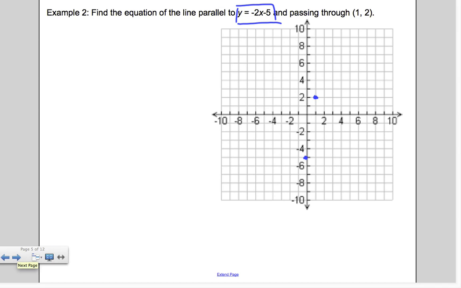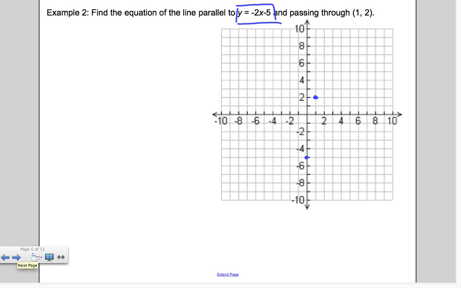It's parallel, it doesn't. Wait. You might want to reread the question. Find the equation of the line parallel to y equals -2x minus 5. Well, I like Vince's idea. So let us draw this equation first, and then we can see what's there. So we got this point here. How can we get another point on this line?